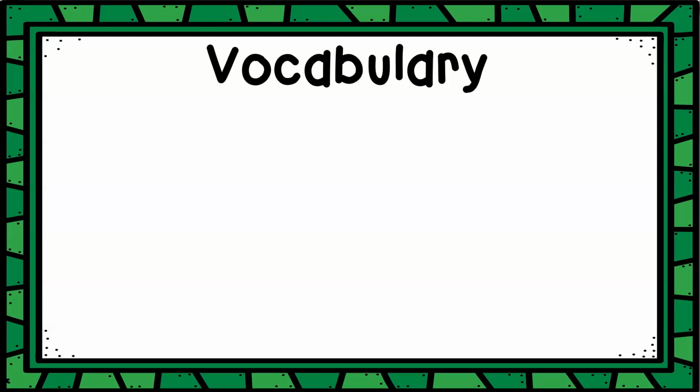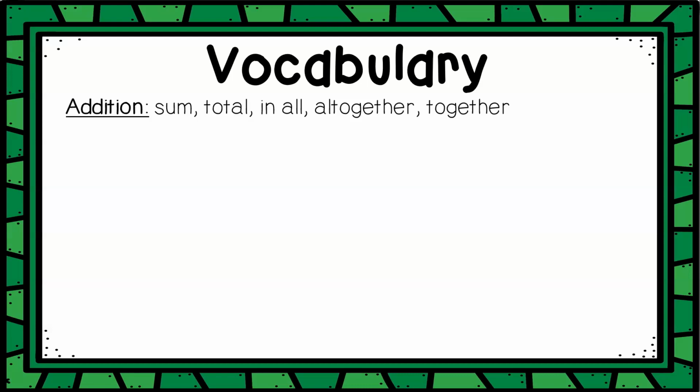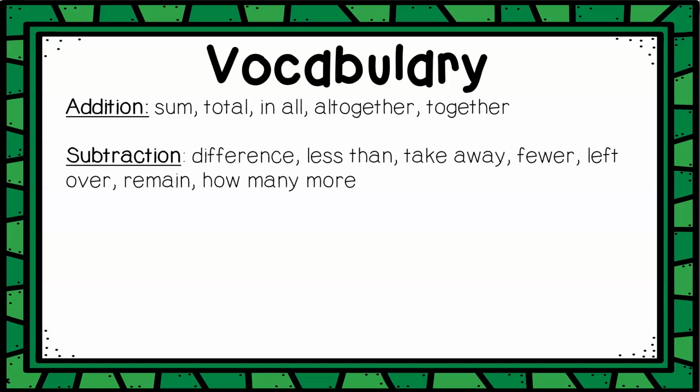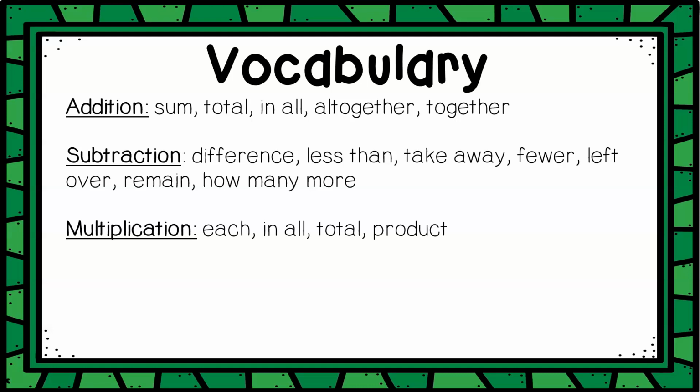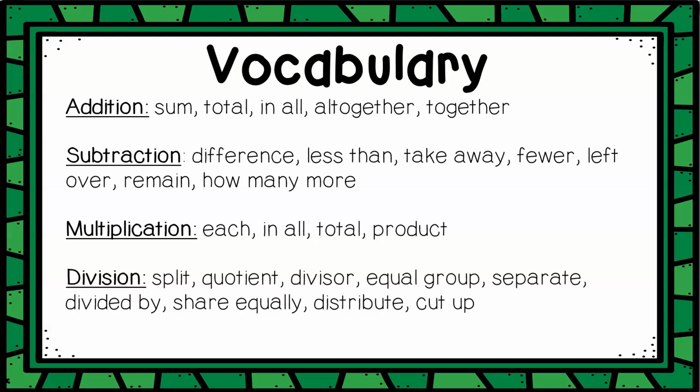Addition words can include sum, total, in all, together. For subtraction, you may hear the words difference, less than, take away, fewer, left over, remain, how many more. Multiplication words could be each, in all, total, product. And finally, some division keywords are split, quotient, divisor, equal group, separate, divided by, share equally, distribute, cut up.